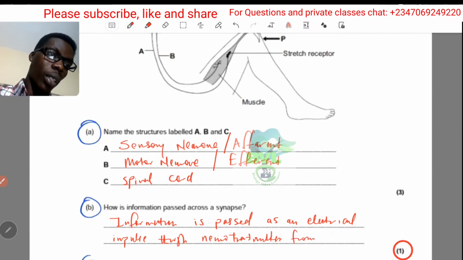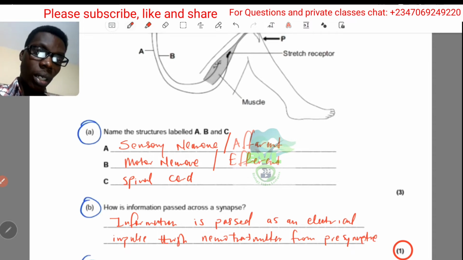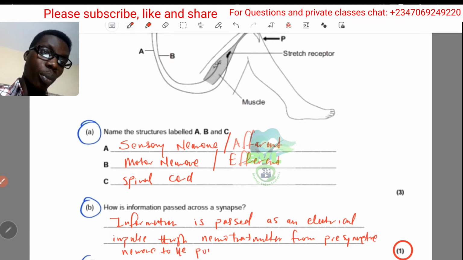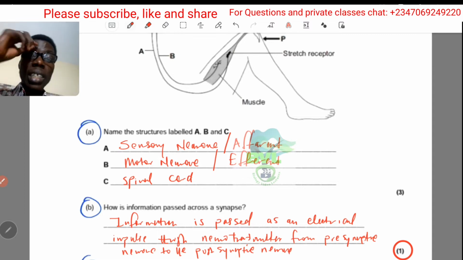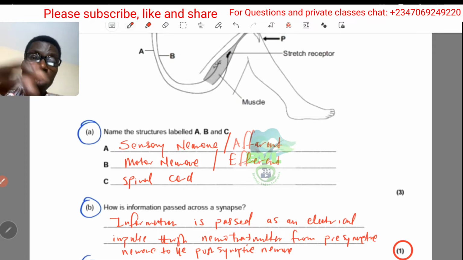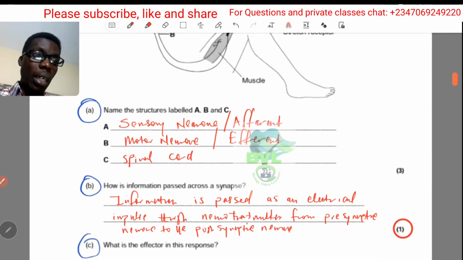from the presynaptic neuron to the postsynaptic neuron. I actually said all of this because I wanted you to have a well understood definition. So the point is, just follow what I'm saying in case you can't see all I've written very well. Please don't mind my handwriting, please.